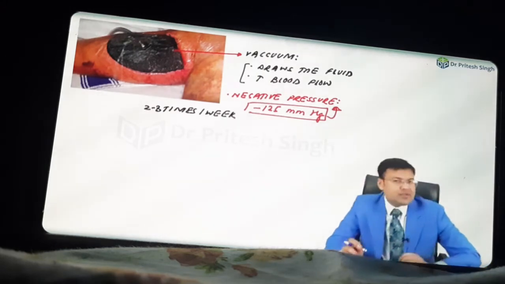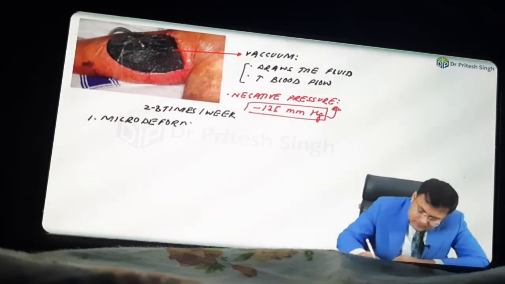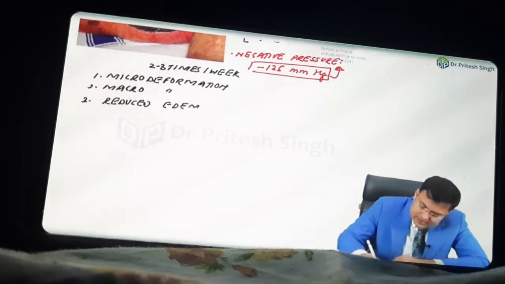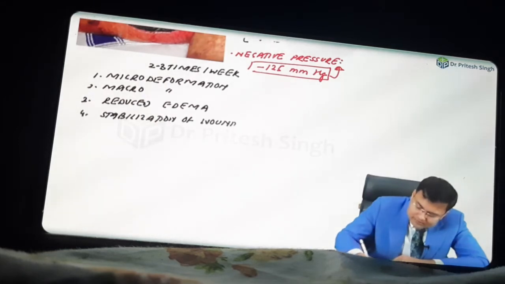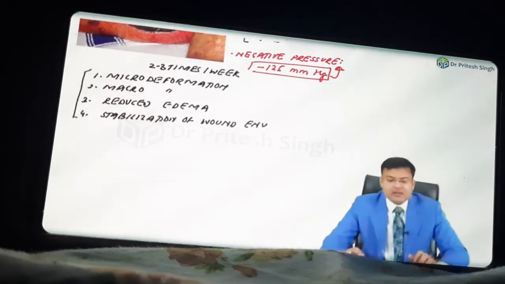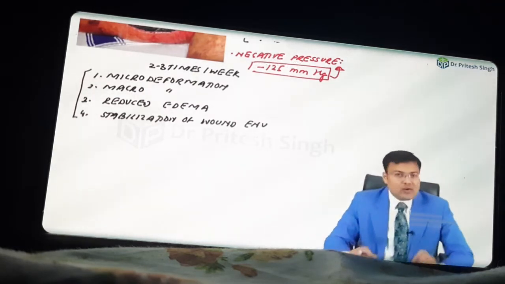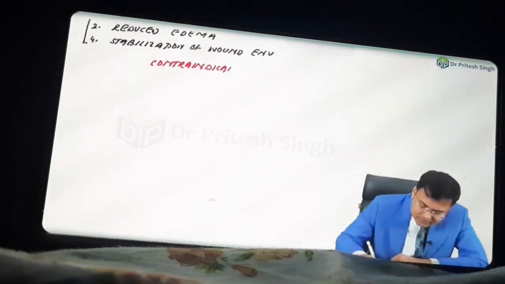So what are the effects of negative pressure wound therapy on wound healing? It causes micro deformation. It causes macro deformation. There is reduced edema. And there is stabilization of wound environment. So these are the 4 factors which are the effects of negative pressure wound therapy, responsible for wound healing. Nowadays, a question is frequently asked, and it was asked last year in GPR also. What are the contraindications of negative pressure wound therapy use?